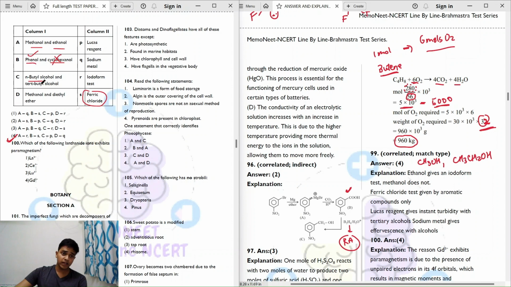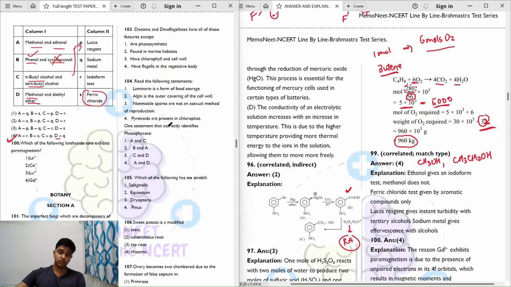If we talk about n-butyl alcohol and tert-butyl alcohol, they can be distinguished using the Lucas reagent, because one is a primary alcohol and one is a tertiary alcohol, and the tertiary alcohol gives instant turbidity when reacted with Lucas reagent, whereas n-butyl alcohol, which is a primary alcohol, does not give turbidity instantly. So we get C matched to P. And if you talk about methanol and diethyl ether, ether will not react with sodium metal, whereas the alcohol, methanol, will give an effervescence when it reacts with sodium metal. So D will be matched to Q. So the correct answer is option 4.